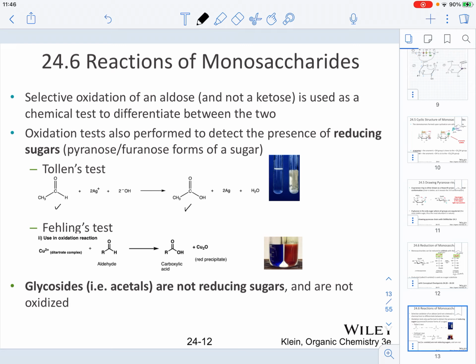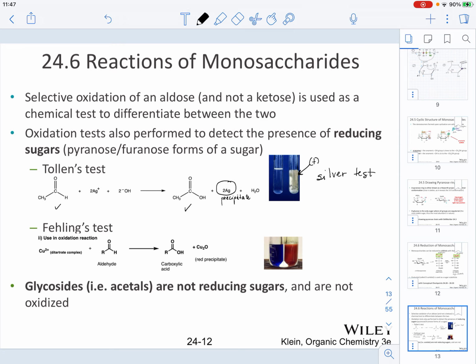In the case of the Tollens test, this is called the silver mirror reaction. The reason why it's called that is because the aldehyde functionality gets converted specifically into the carboxylic acid, and then you're going to precipitate silver, and that's why we see the second test tube illustrating a positive test for Tollens.